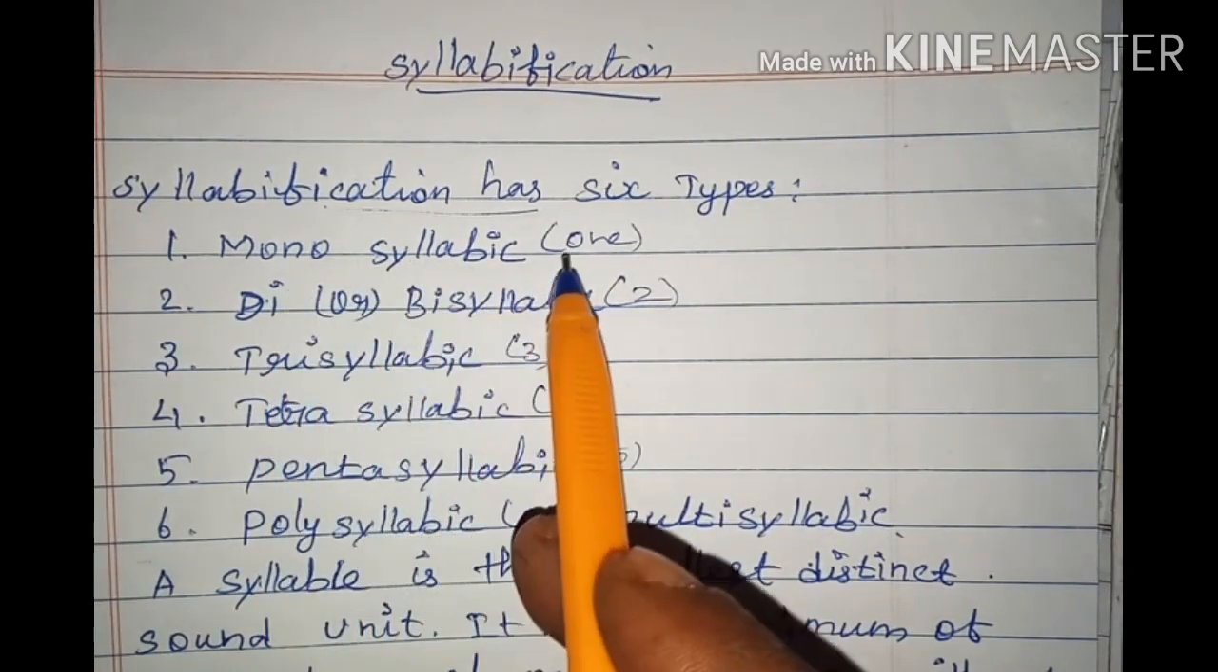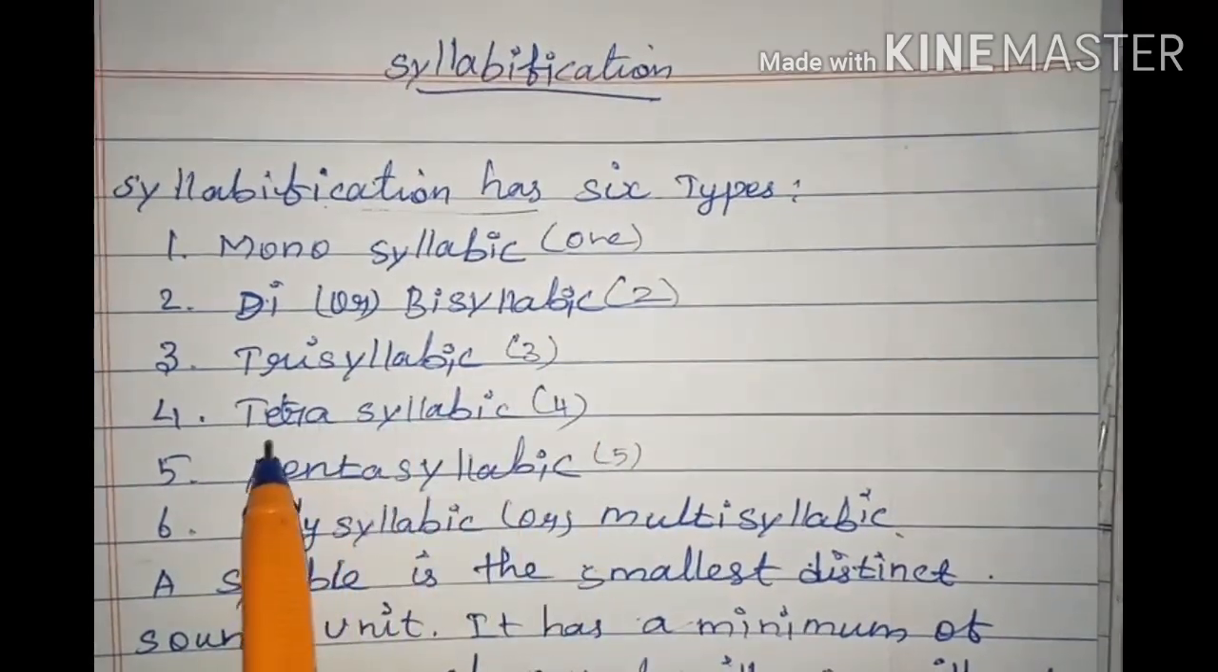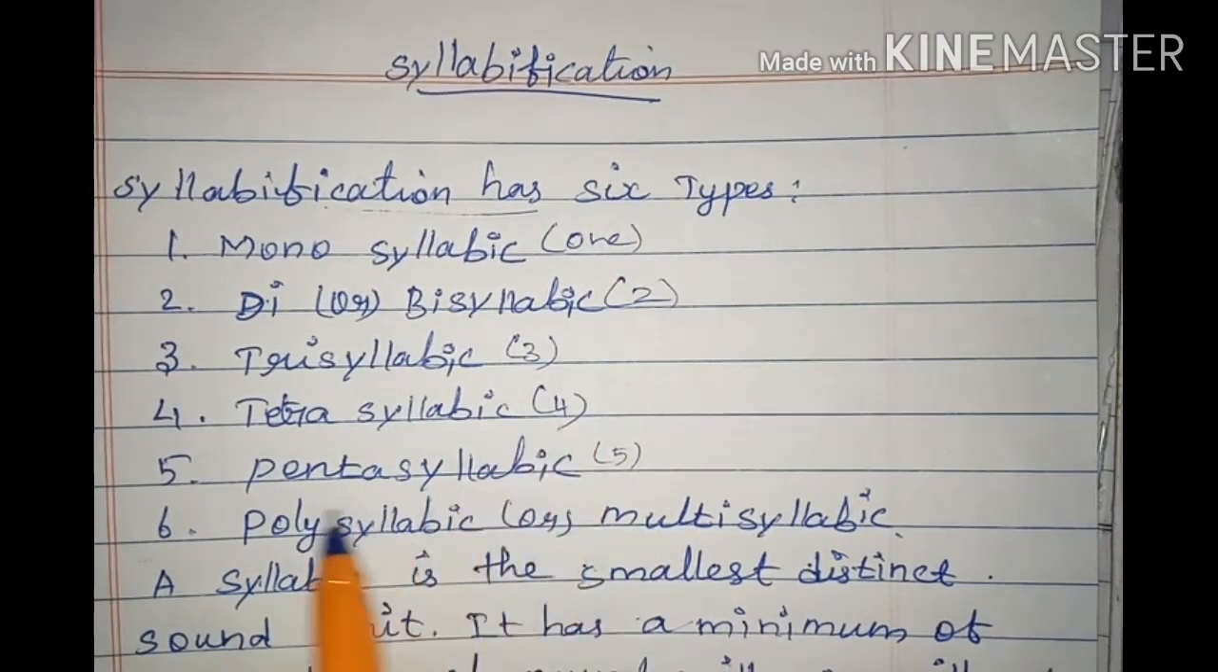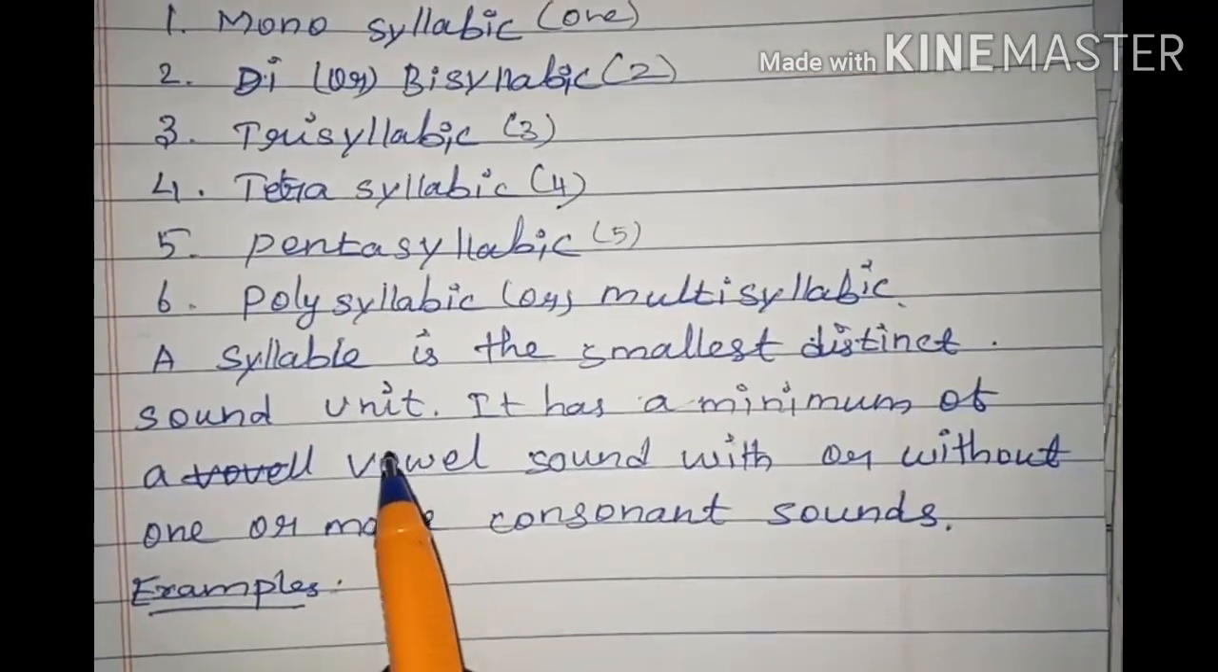So mono means single, di or bi is two, trisyllabic is three syllables, tetrasyllabic is four syllables, pentasyllabic is five, and poly is more than five. Okay, this is very important, students. Just listen to what comes next.